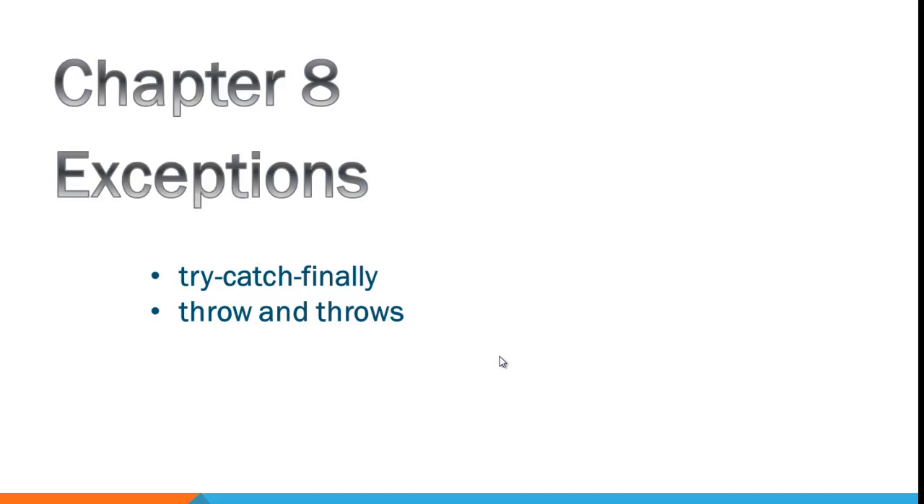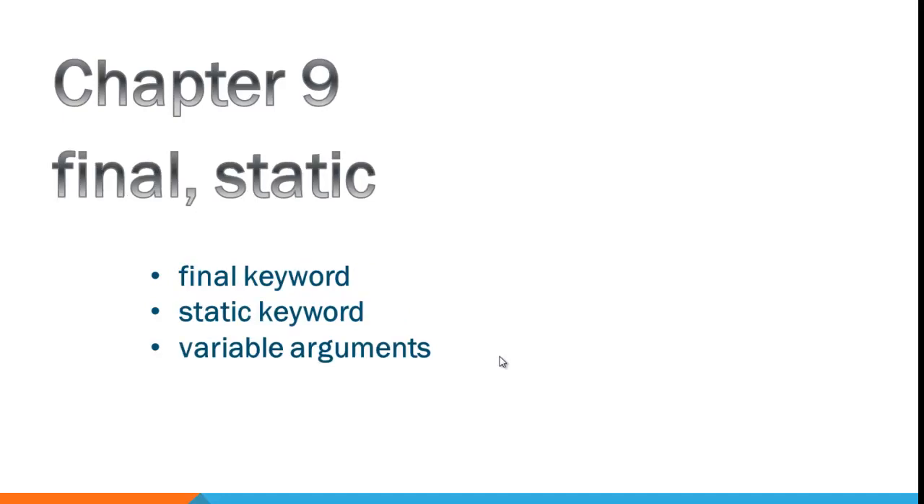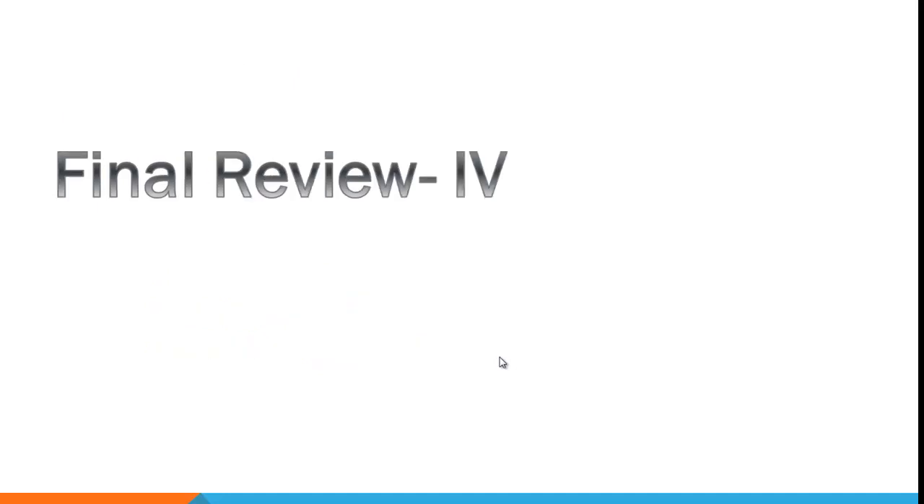And then we will have a quick review of all the topics we did till then. In chapter 8, we will look at various types of exceptions, that is try, catch, finally, and throw and throws. In chapter 9, we will look at the final keyword, the static keyword, and variable arguments. And then we will finish off this entire course with a final review.